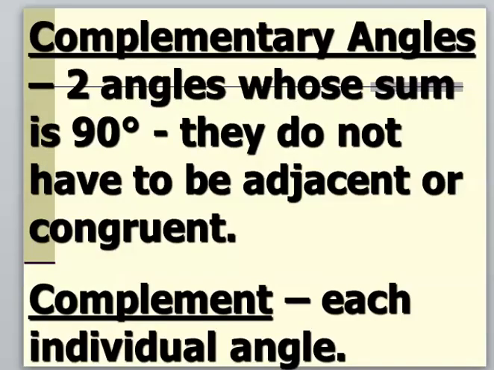A couple other things we're going to discuss in section 1.6. The first one is complementary angles. Complementary angles are angles whose sum is 90 degrees. Complementary means they add up to 90. They do not have to be adjacent or next to each other to be complementary. If you're asked to find the complement, that means you're asked to find an individual angle.